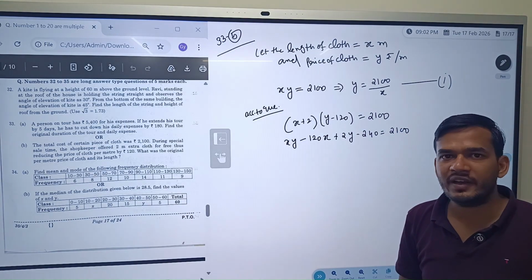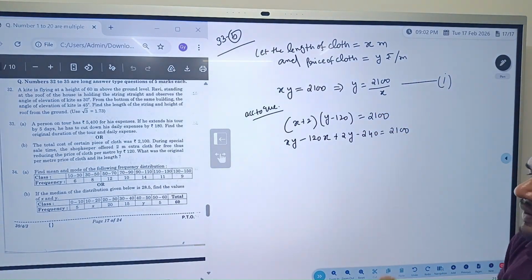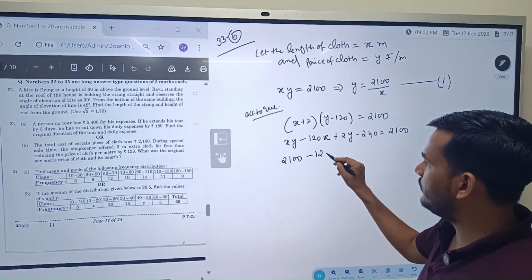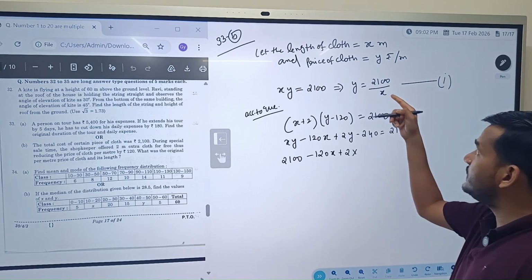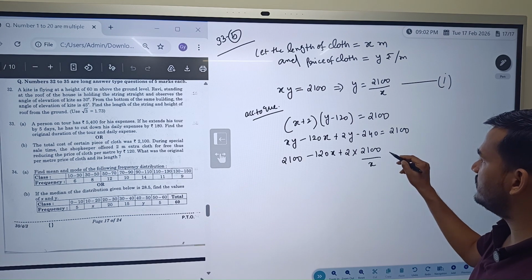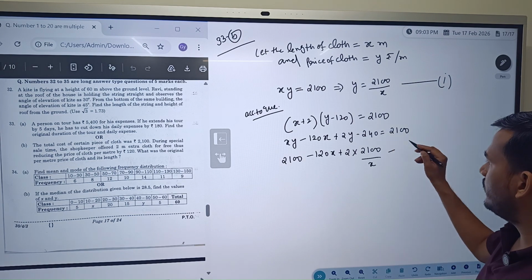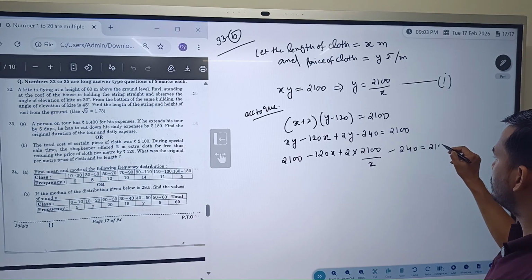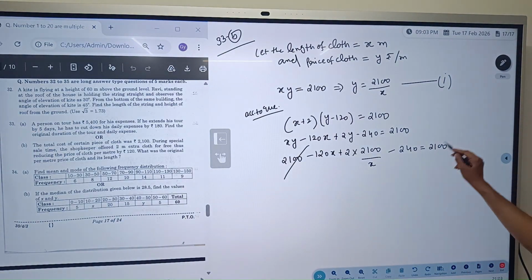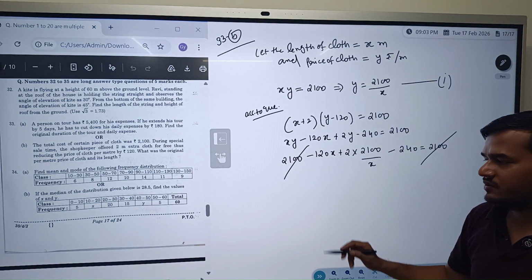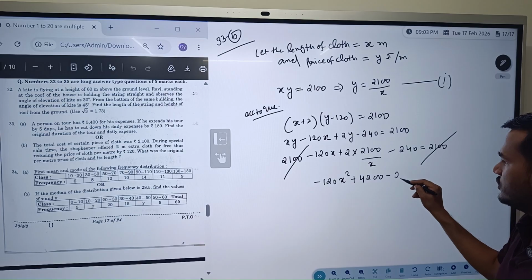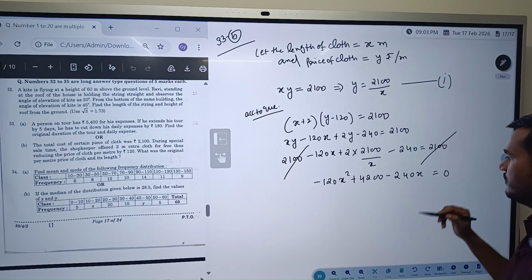Now substitute the value of y and xy from equation 1 in this. So xy is 2100, minus 120x, plus 2 into y, which is 2100 by x, minus 240 is equal to 2100. So this 2100 and 2100 will get cancelled. Now multiply with x. So minus 120x square plus 4200 minus 240x is equal to 0.